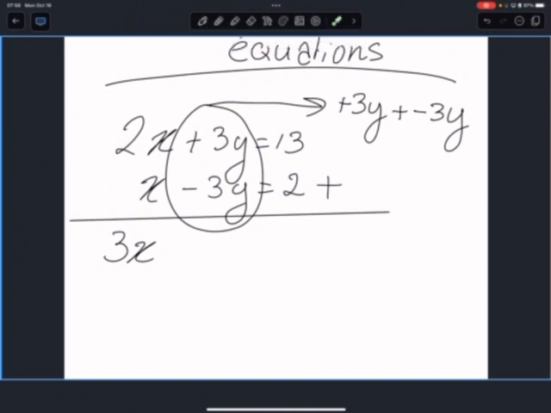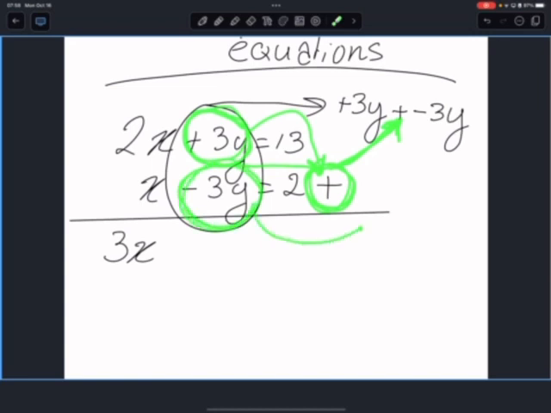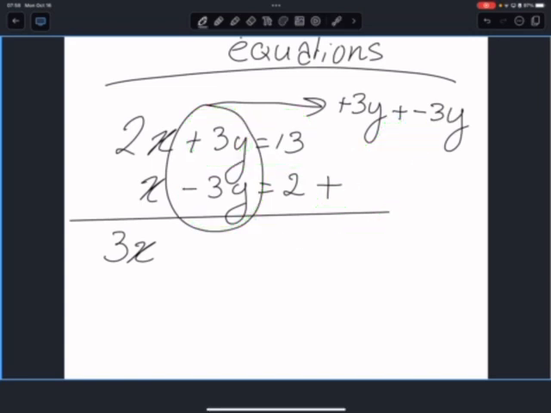So, as I was saying, you have the positive 3y. You add what? Negative 3y. And when you add 3y, plus and minus next to each other represents negative, so this answer becomes 0. Of course, the 0 you do not write because it's 0.